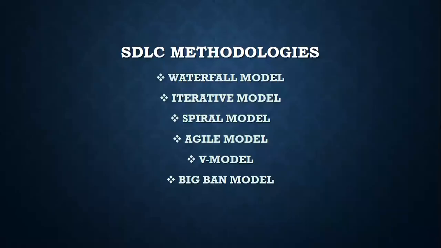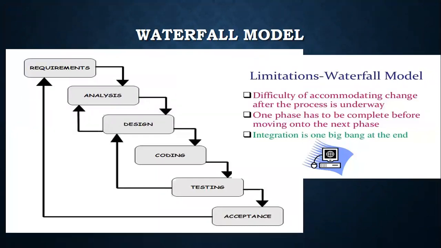As you all know, for SDLC we have different types of methodologies: waterfall, iterative, spiral, agile, V, and big bang model. Nowadays, all the reputed organizations follow waterfall, agile, or V model. Apart from these three, no one is following the other models. Waterfall means it is a step-by-step process. Once the requirement completes, only then will analysis start. Once analysis completes, only then will design start. The drawback of the waterfall model is that only when one phase completes can the next phase start.